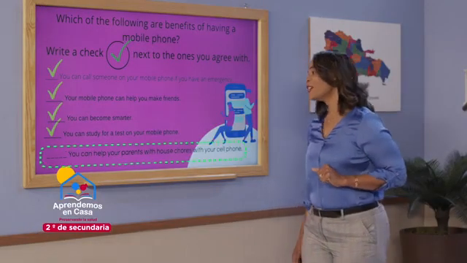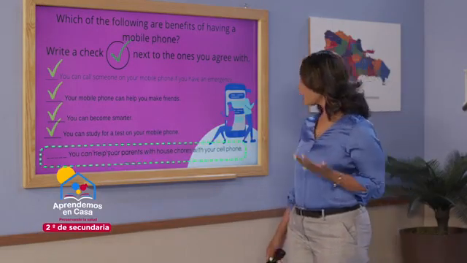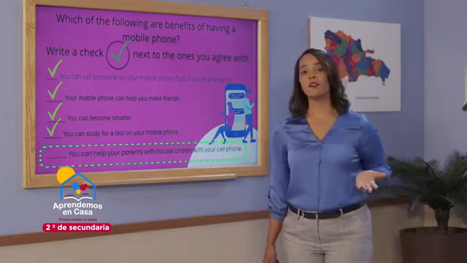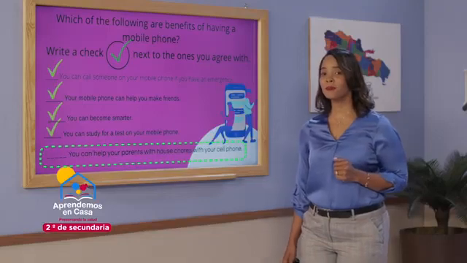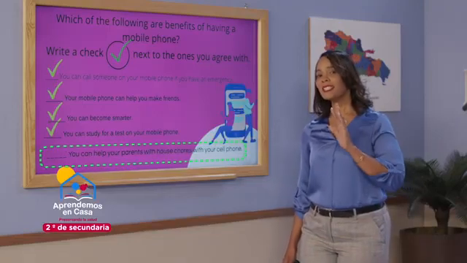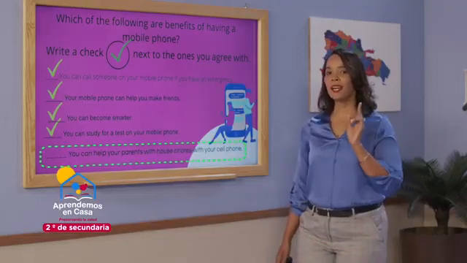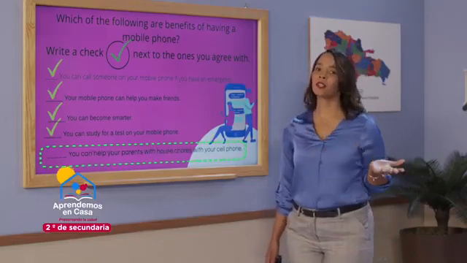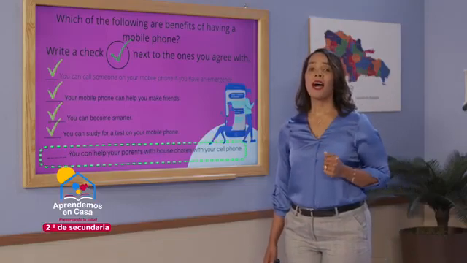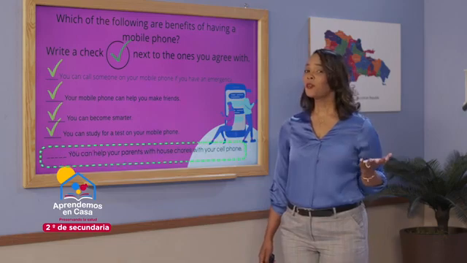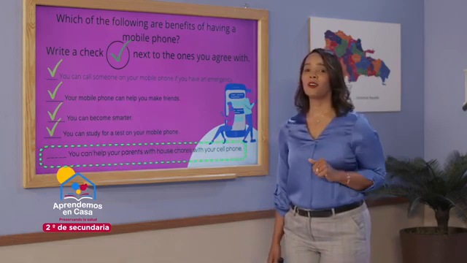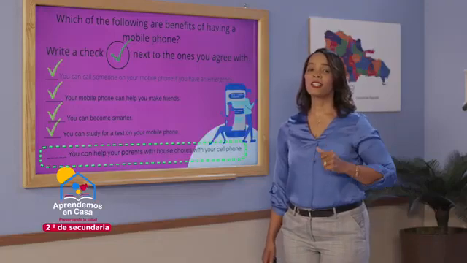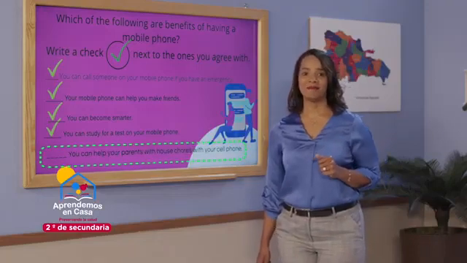Lastly, you can help your parents with house chores with your cell phone. Do you agree on that? ¿Estás de acuerdo con eso? That's a possibility, but cell phones sometimes are distractors when you have to make house chores. Eso es una posibilidad, pero usualmente los teléfonos son una distracción cuando estás haciendo los quehaceres de la casa.